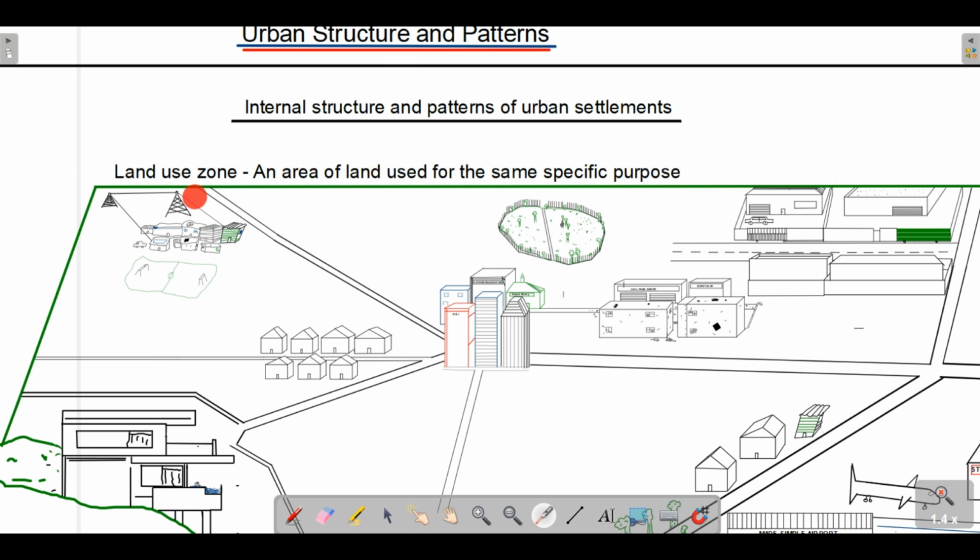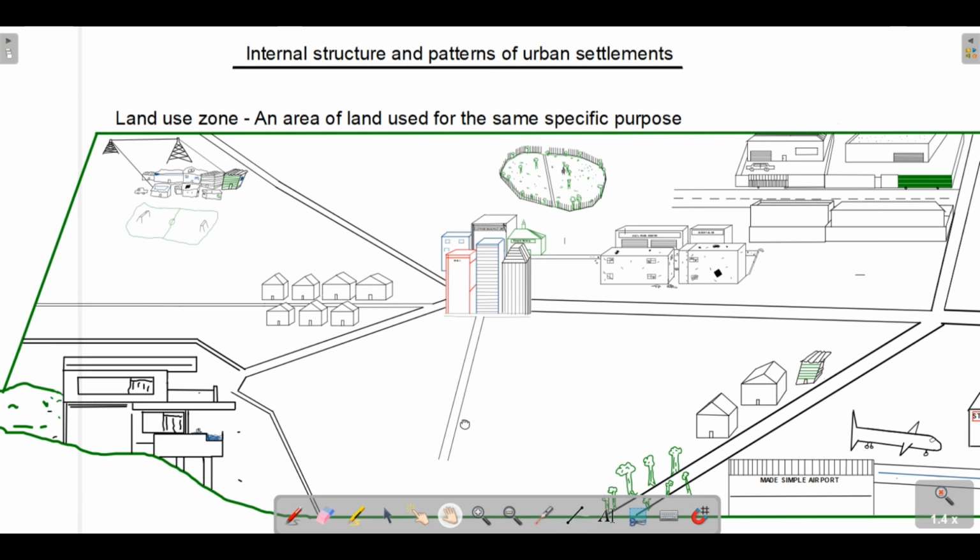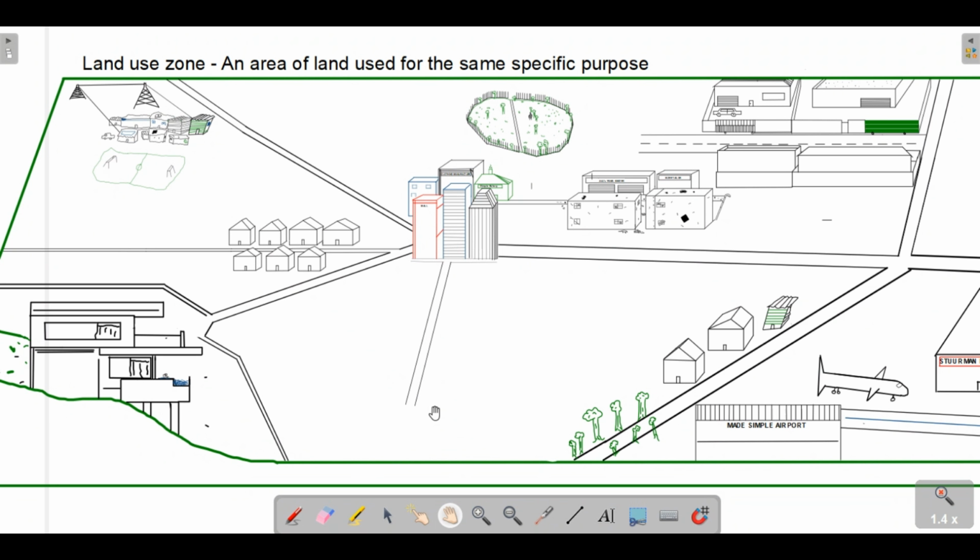The concept of land use zone is simply an area of land that is used for the same specific purpose. This is where you're going to find this and that. These are the characteristics of this particular area, and this area is different from that area because here this is what is being done. So we're looking at different parts of the urban area as a whole. It's basically cut into different parts, or sectionalized, if you can put it that way.